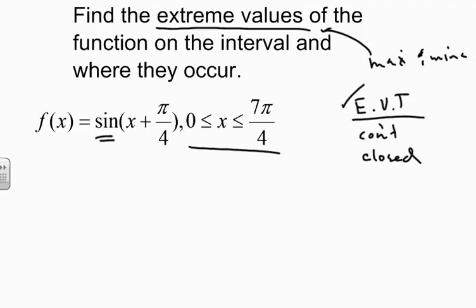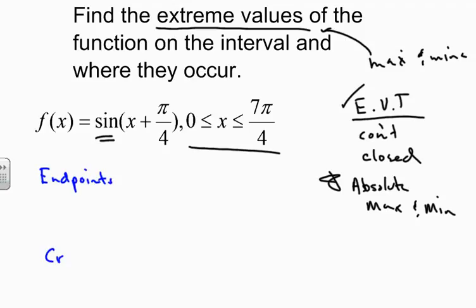So what that means is that we are guaranteed an absolute max and minimum. And in order to identify the absolute max and mins, we know they occur at endpoints and critical points. Endpoints are at the end and critical points are in the interior.